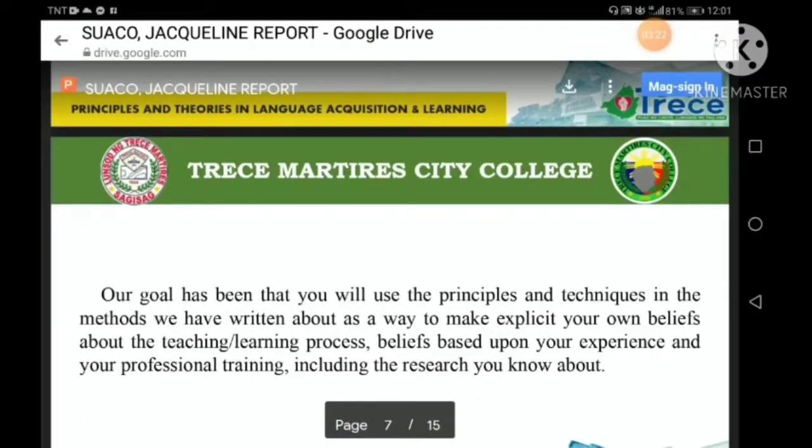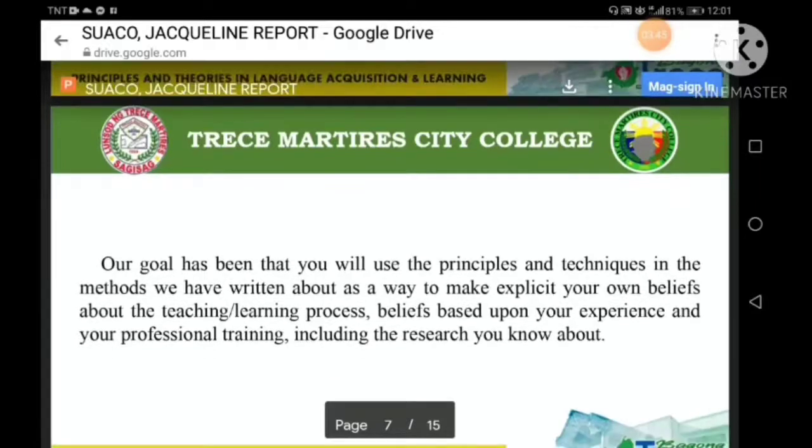Our goal has been that you will use the principles and techniques in the methods we have written about as a way to make explicit your own beliefs about the teaching-learning process, beliefs based on your experience and your professional training, including the research you know about. So everyone has their own belief, which is based on their experience and also has knowledge to base their decisions on.